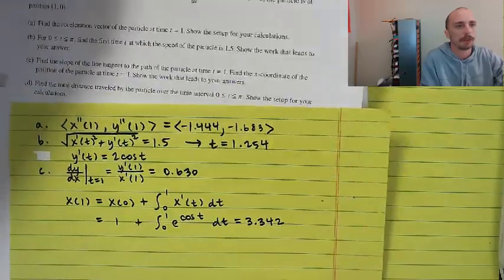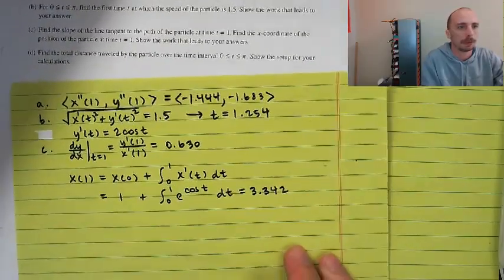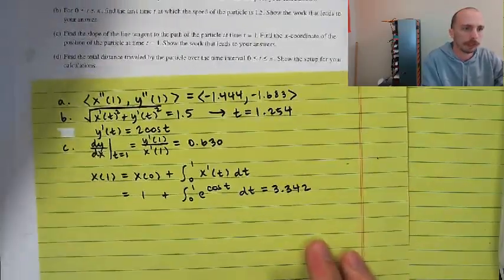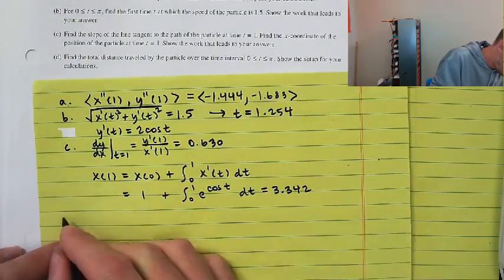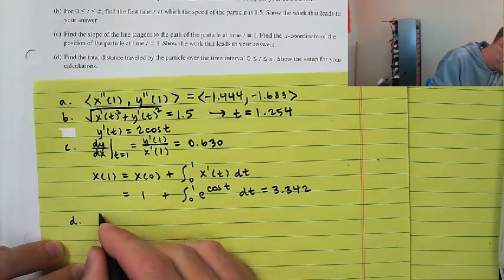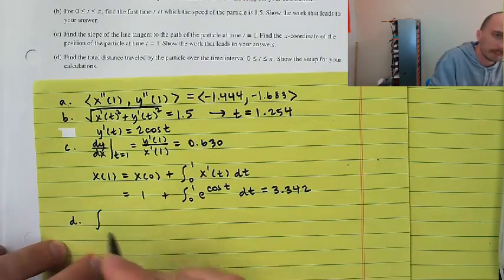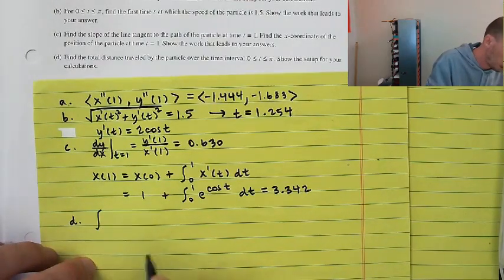And then part D of this problem is just going to ask for the total distance traveled by the particle over the time interval 0 to pi. Show the setup for my calculations. Maybe that's just like, make sure you're showing what you are doing on the calculator. But that's not something that people in my class have historically struggled with.